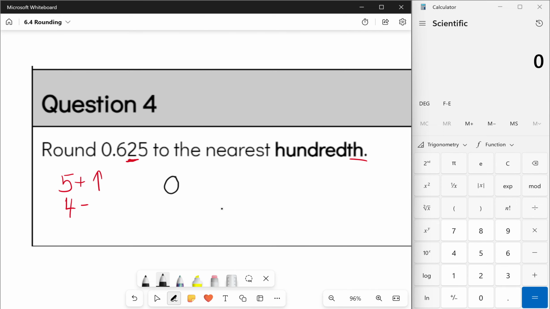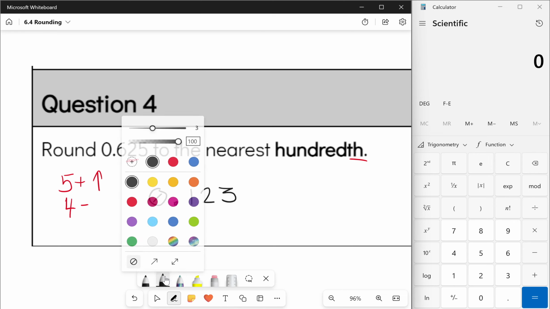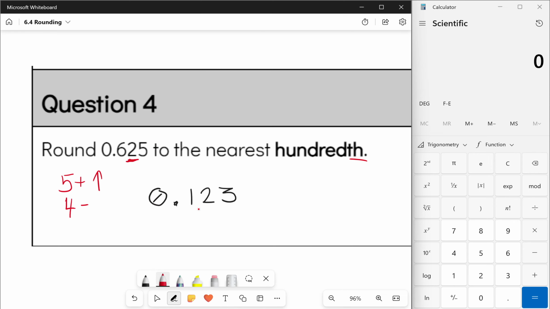Let's do another example. Let's say I gave you 0.123, and I asked you, just like this question, to round to the nearest hundredth. To do so, I would underline the digit in the hundredth place value, which is here a 2, and I would look to the right of it. To the right of my desired place value, it's a 3. I look back to my rule: if it's a 5 or more, then my underlined number is going to go up by 1. If it's a 4 or fewer, then nothing's going to happen to my underlined number.